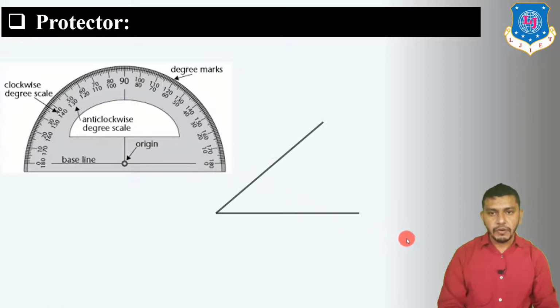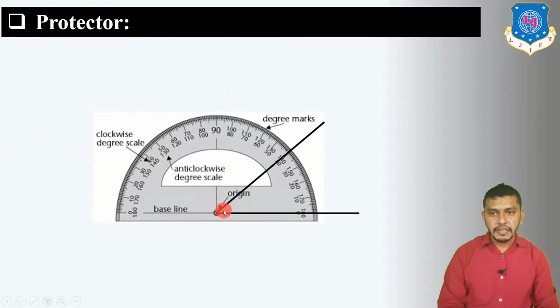For example, if you want to measure this angle, what we have to do is place the origin at this corner and set the baseline on the horizontal line. So we set the protractor over here with the origin at this corner, and we measure this angle by setting the baseline on this line.